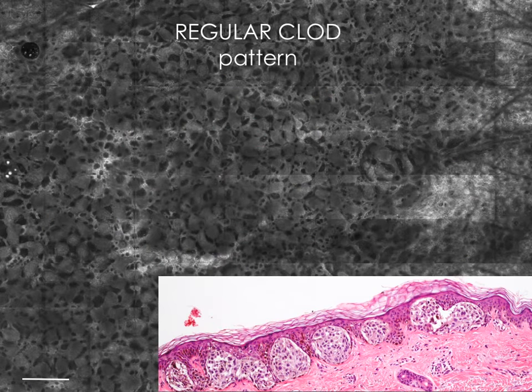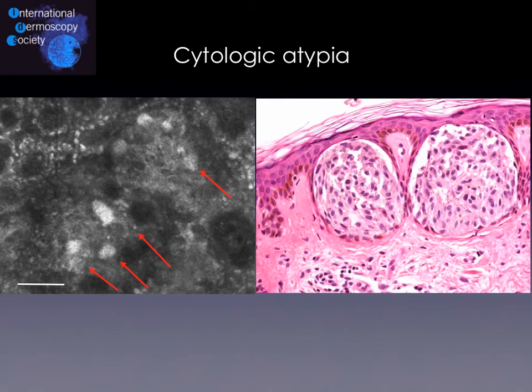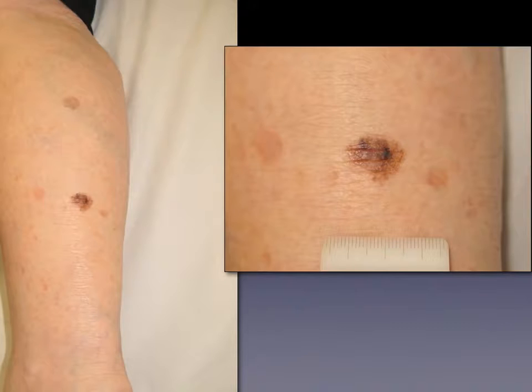Confocal microscopy reveals the presence of a regular cobblestone pattern at a higher magnification that mirrors this proliferation of large intraepidermal nests as seen in histopathology. Looking closer at the higher magnification, we can detect on confocal microscopy the presence of atypical melanocytes within the nests, highlighted here by the arrows, that also mirrors the histopathological counterpart.